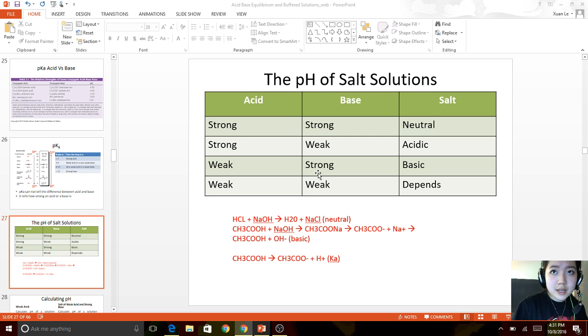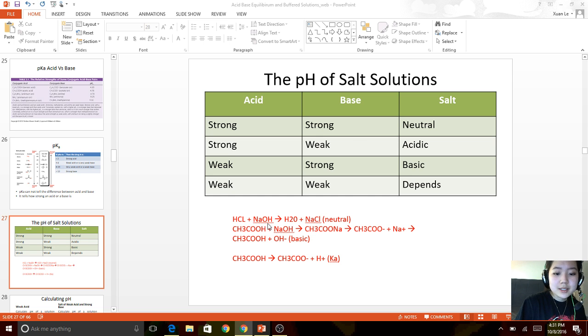So now we're going to learn how to calculate the pH of a salt. So when a strong acid and base react, they're going to create a neutral salt, such as hydrochloric acid reacting with sodium hydroxide to create NaCl, which is a neutral salt, as we all know. And then weak acids and strong bases are going to create basic salts.